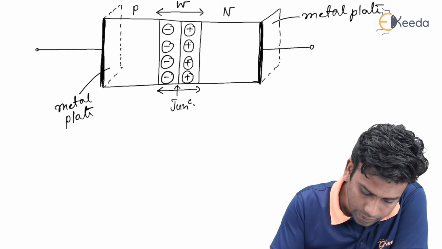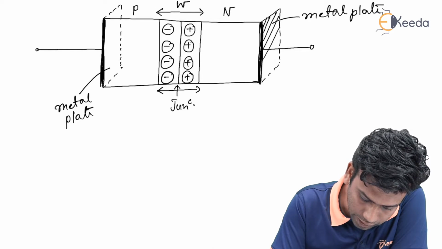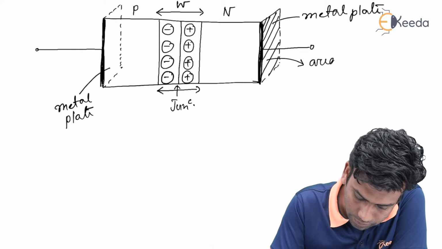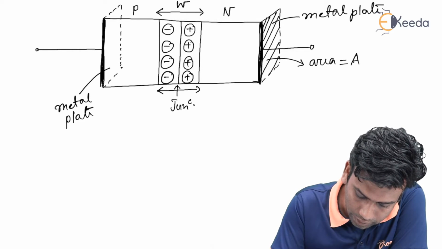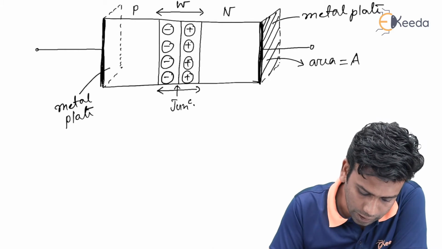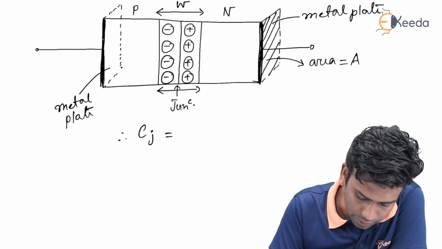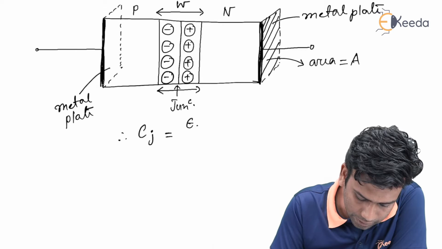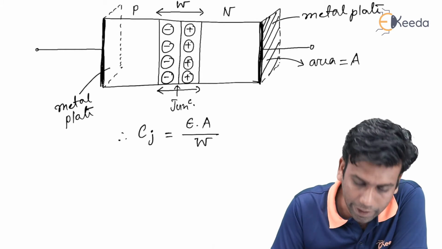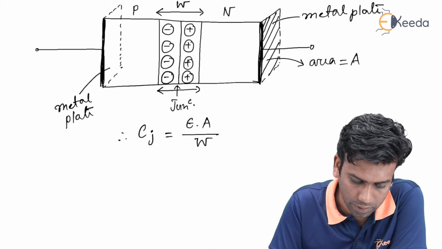And if the area of this cross section is capital A and the width of the depletion layer is W, then we can say that the junction capacitance Cj will be epsilon A by W, according to the parallel plate capacitor capacitance definition.